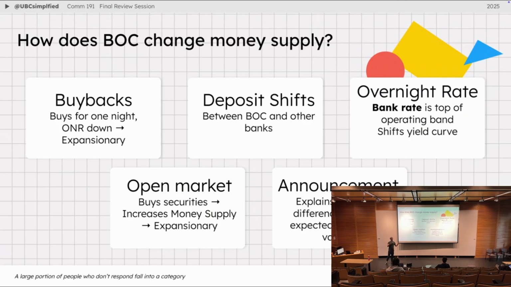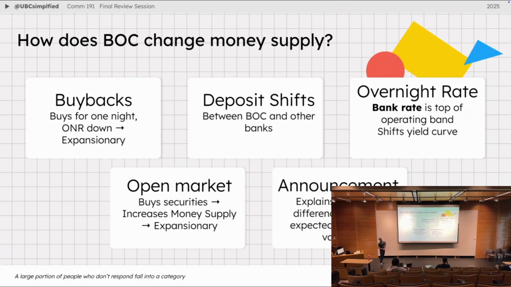And then the overnight rate, so this is the operating band. The bank rate is at the top of the overnight rate. If they shift it, it'll shift the yield curve and all the other interest rates, because this is the cheapest you can get money. For super safe banks, that's the bank rate. It's what they're borrowing from the Bank of Canada. So if it's super low, banks can borrow more money from the Bank of Canada and then in turn loan it out to us.